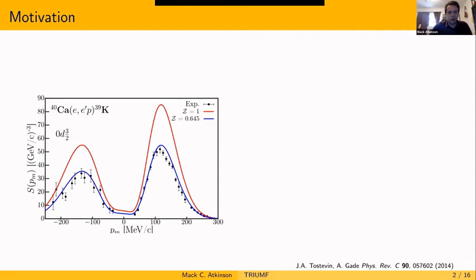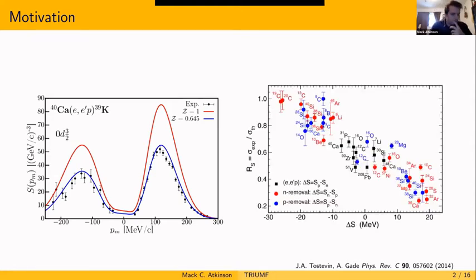And you can see it overestimates the data quite a bit. So what's done typically is then this curve is scaled until it hits the data like the blue line does. And the scaling factor that's used for this is what's called the spectroscopic factor. And there's more physical explanations for what this factor is, and I'll get into that a little bit later in the talk. But the question that I'm trying to address in this talk is the quenching of spectroscopic factors that was observed by Tostevin and Gade in this PhysRev paper in 2014.